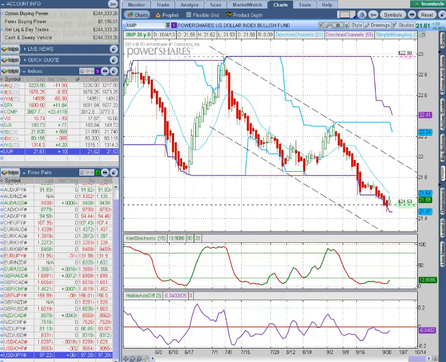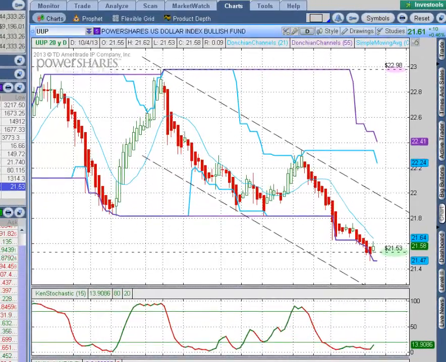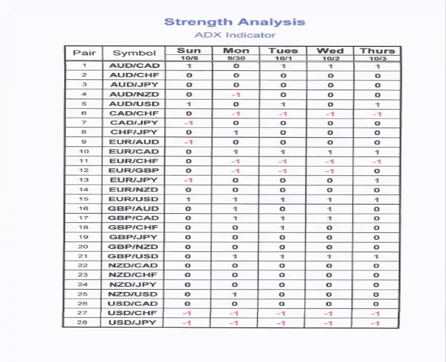We use the PowerShares US dollar index to do this. This is important because the dollar's strength can give us an indication of which direction the US dollar Forex pairs will move. The first step every day in reviewing the Forex market is to analyze the ADX indicator for each of the 28 Forex pairs that we monitor.